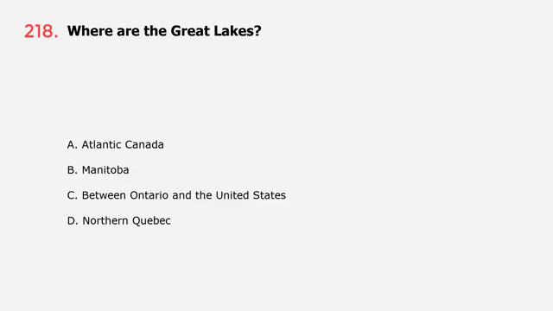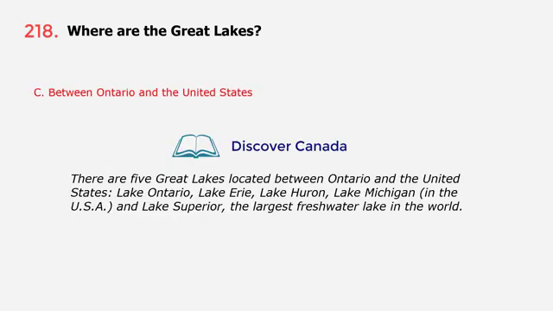Question 218. Where are the Great Lakes? A. Atlantic Canada. B. Manitoba. C. Between Ontario and the United States. D. Northern Quebec. The answer is C. Between Ontario and the United States.